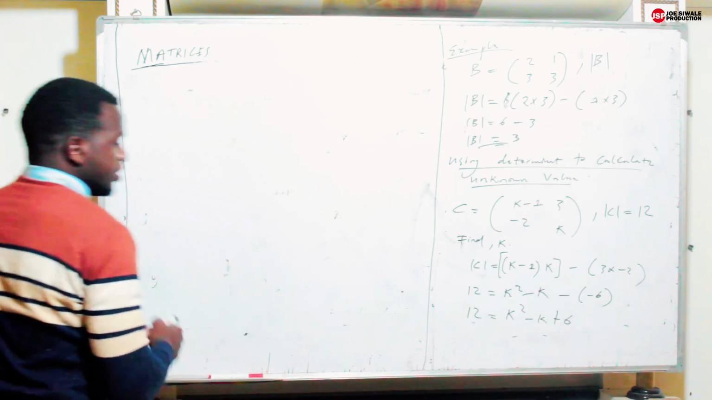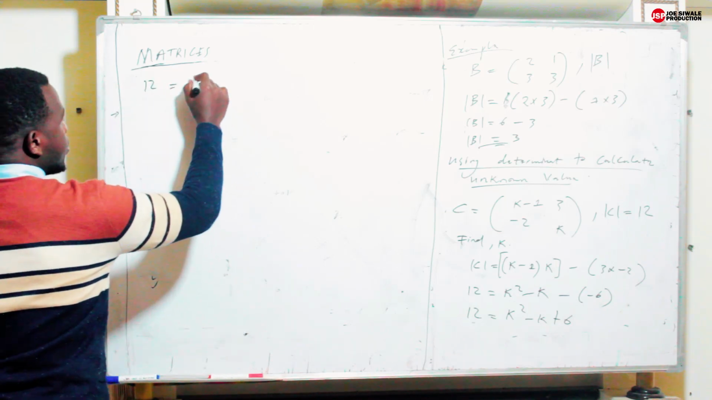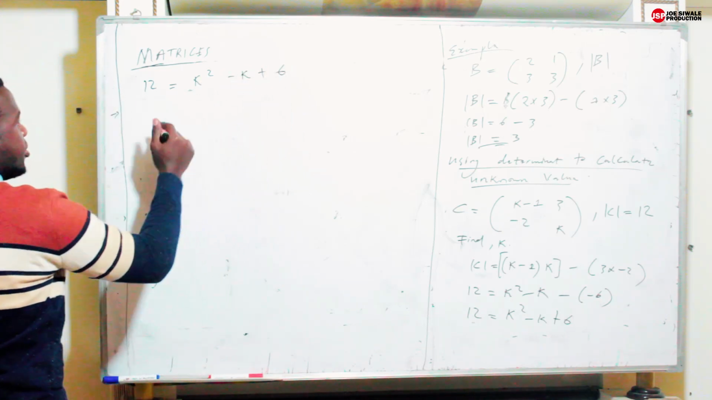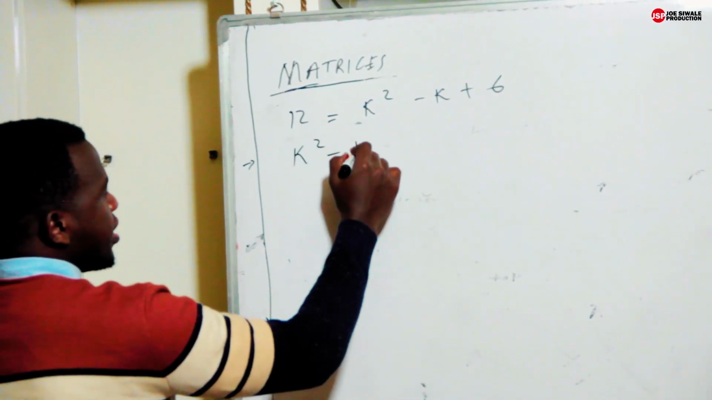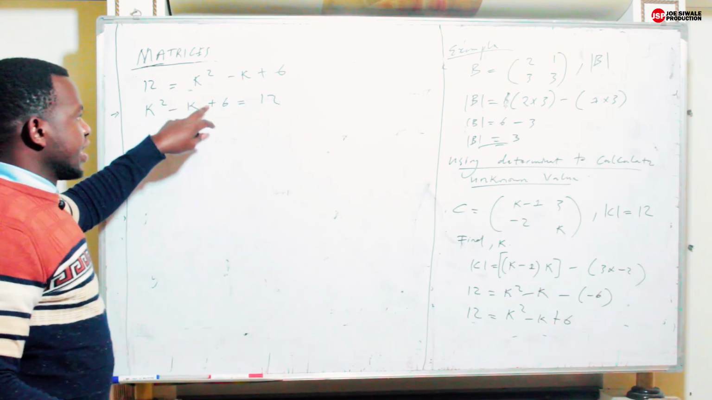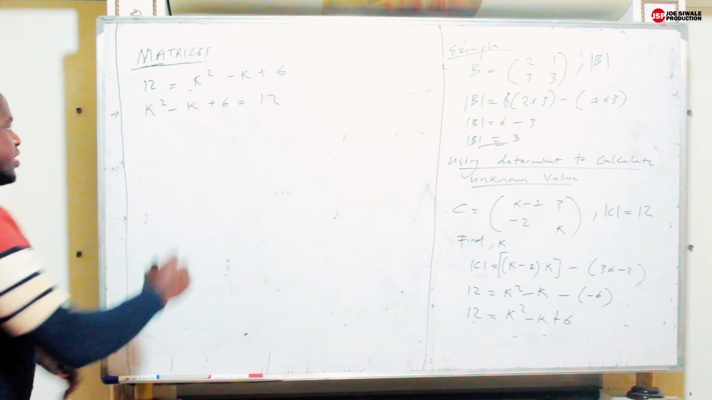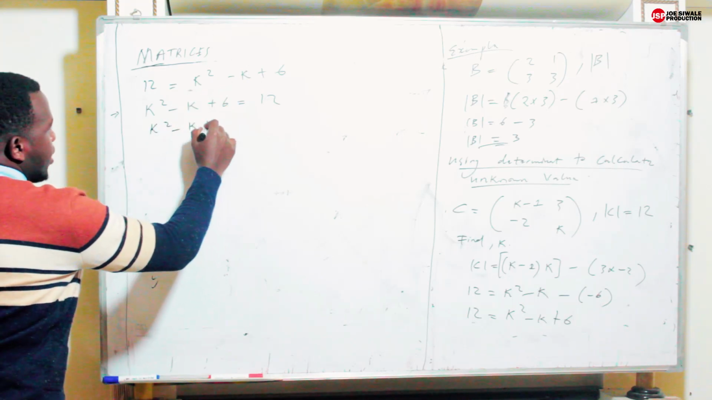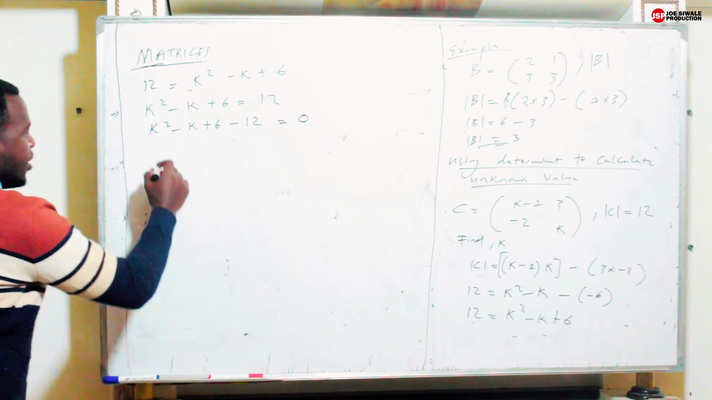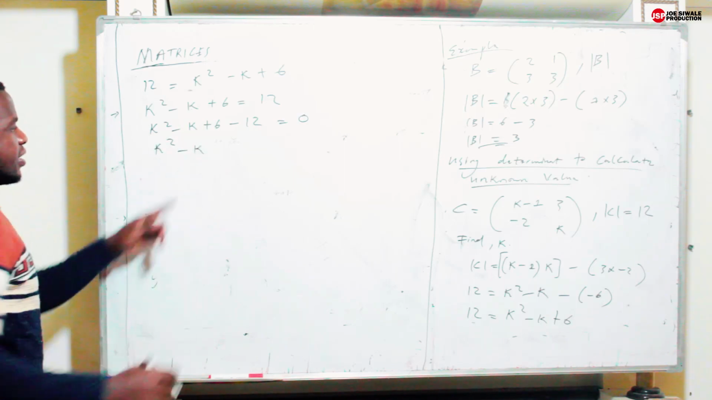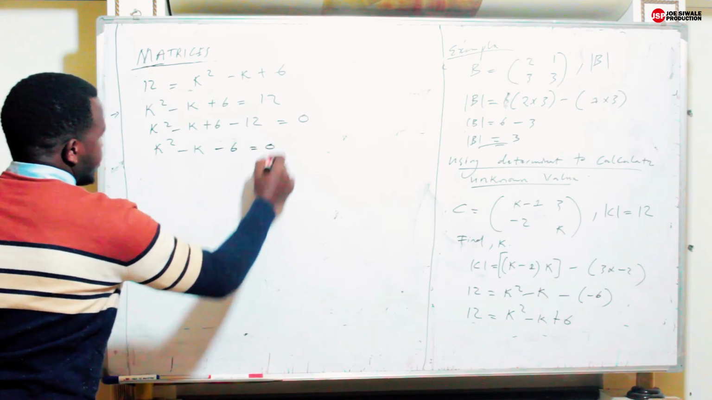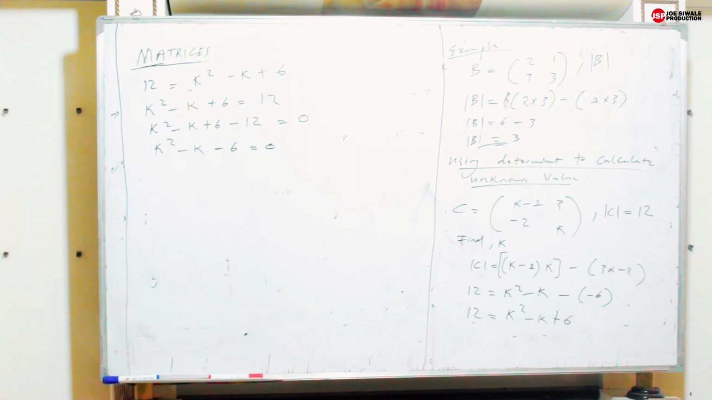So if we continue this side, we know we have 12 is equal to K squared minus K plus 6. So this can be written in this form: K squared minus K plus 6 is equal to 12. So we can bring our 12 to the other side. When it comes to the other side, it's going to be negative. So we're going to say K squared minus K plus 6 minus 12 is equal to 0. Then we're going to say K squared minus K, positive 6 minus 12, we're going to have minus 6 is equal to 0. So as you can see here, we have our equation.